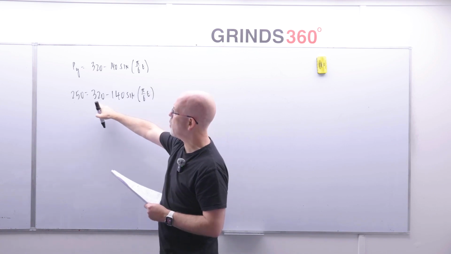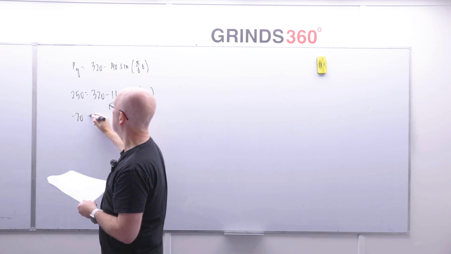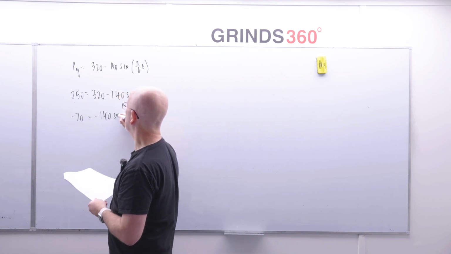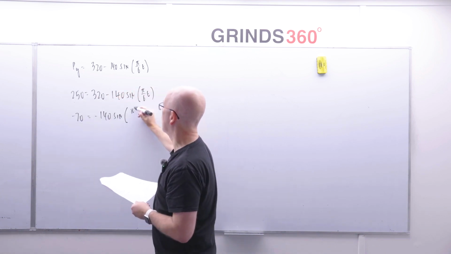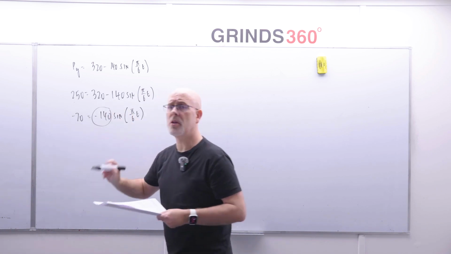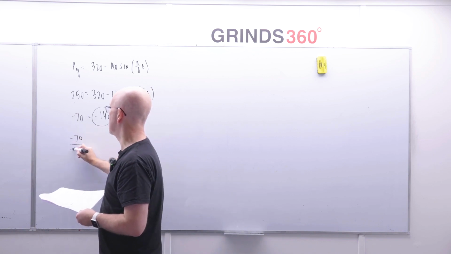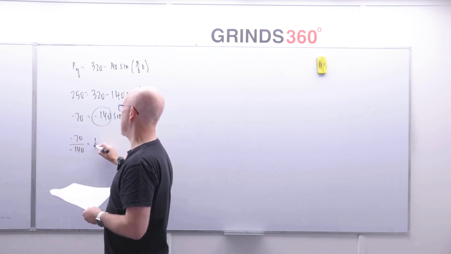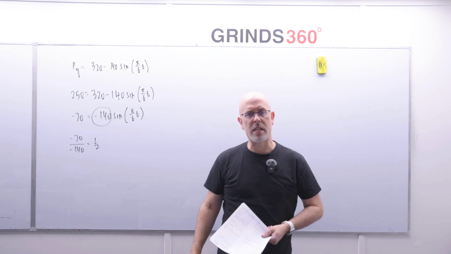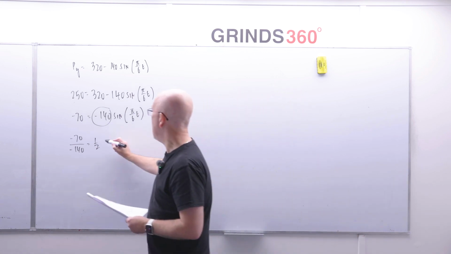So if I subtract 320 from both sides, I get 250 minus 320 over here. That's minus 70 is equal to minus 140 times sine pi over 6t. And then divide by this number here. So minus 70 divided by minus 140. You can leave it like that, obviously. But you might recognize that's just a half. Now I can leave it as minus 70 over minus 140 because it's going to my calculator anyway. But that's just a half there, okay?